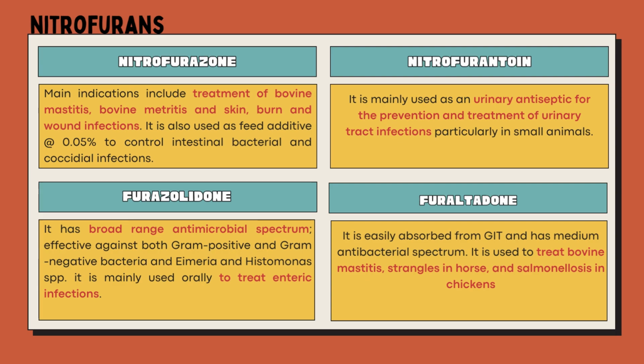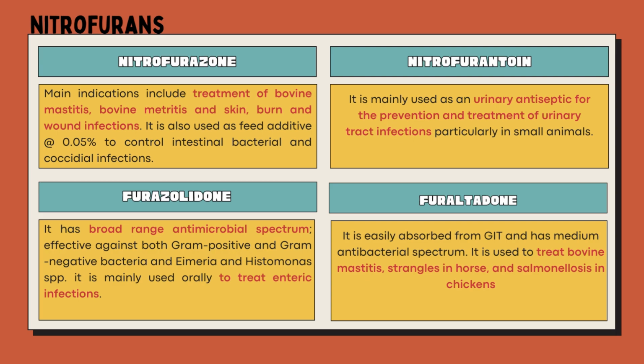Meanwhile, nitrofurantoin is mainly used as a urinary antiseptic for the prevention and treatment of urinary tract infections, particularly in small animals. It is concentrated in acid urine, not precipitated, hence beneficial in dogs at 4 to 5 milligrams per kilogram, orally thrice daily for 5 to 10 days. Also used in calves and horses at 10 milligrams per kilogram per day, orally for 10 days.